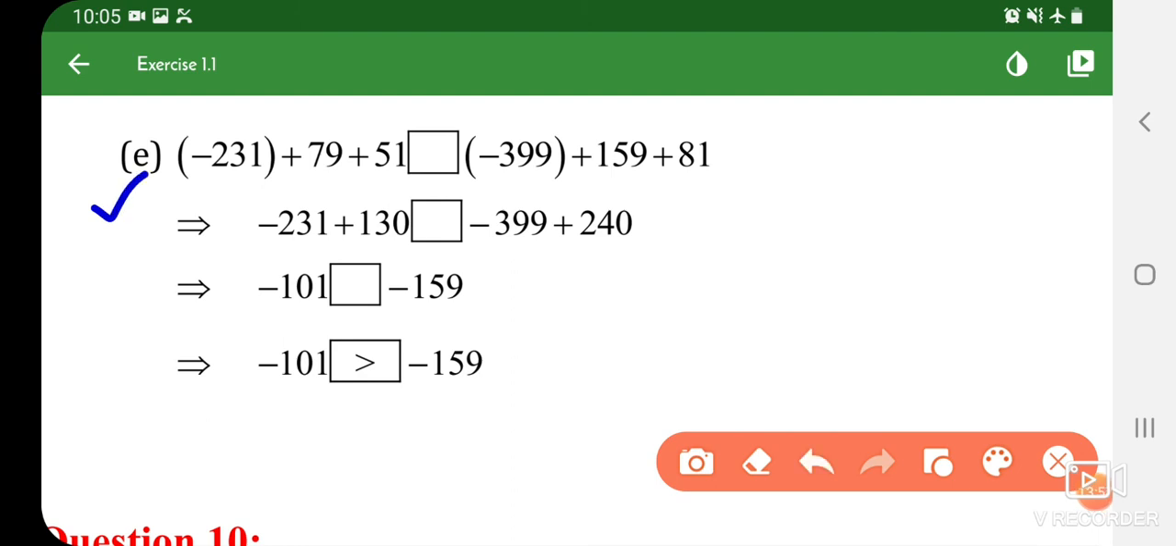So the next question is minus 231 plus 79 plus 51, and minus 399, 159 plus 81. So this minus 231 is as it is, 79 and 51 is 130, and this minus 399 as it is, 159 plus 81. When we add, we get 250. After that minus 231 plus 130 is minus 101, and when we subtract this, we get minus 159. So minus 101 is greater than minus 159.